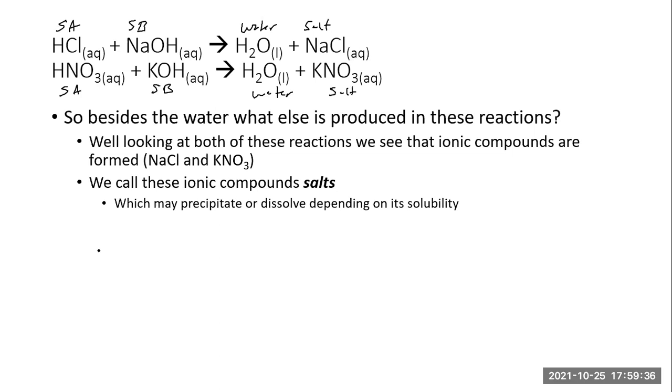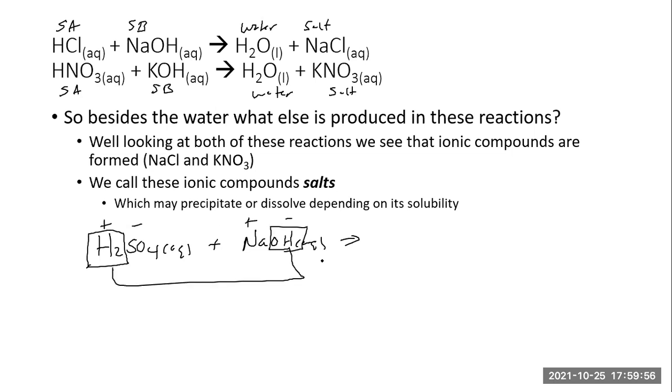Now, if you had something like sulfuric acid here, and you reacted it with sodium hydroxide, again, positive, negative. The same thing is going to happen: our H from the acid comes together with our OH from the base, and that is going to make our water. What is left, if we just look at this, is the sodium ion left over, and we have the sulfate ion here.